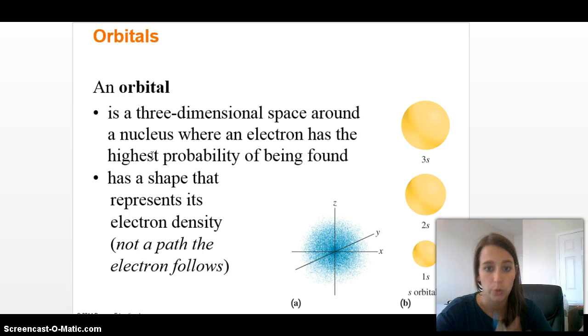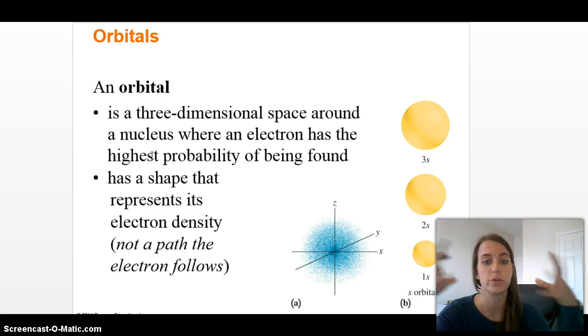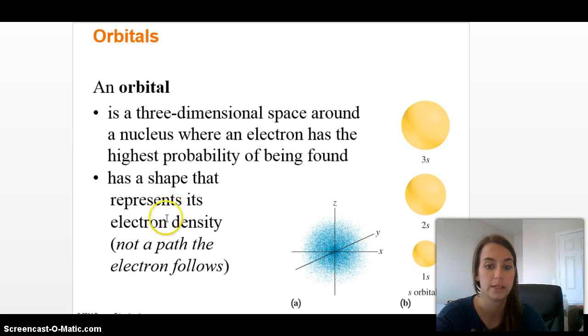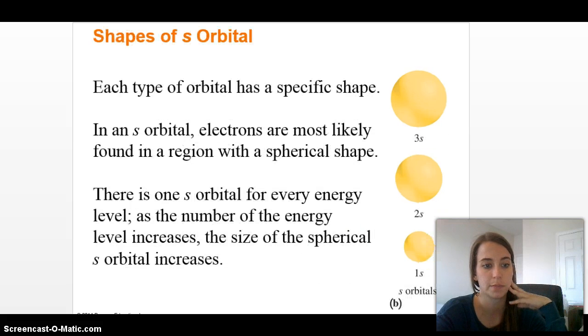found. We're throwing out the idea of planets moving around the sun, orbits, okay? It's not like that. It's just an area, it's a volume where you could find an electron. And so the shape represents its electron density, which is like where it might be found. So it's not a path the electron's following. It's just an area where it might be found. So let's talk about the 4 orbital shapes, because S, P, D, and F all have their own different shapes. So S has this most simple one.